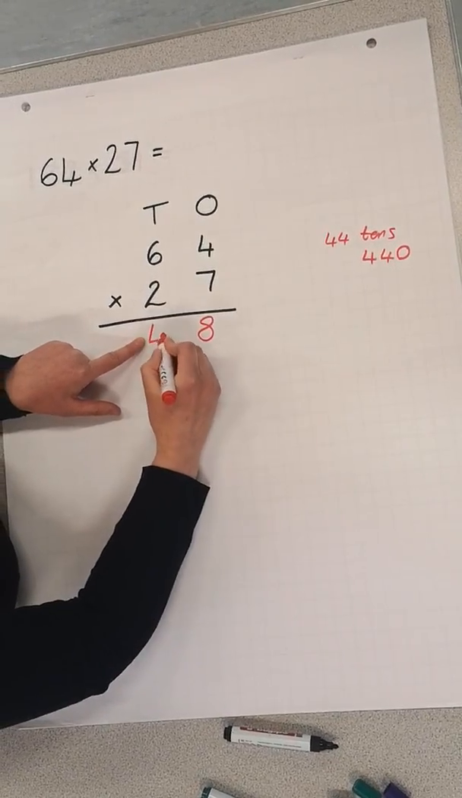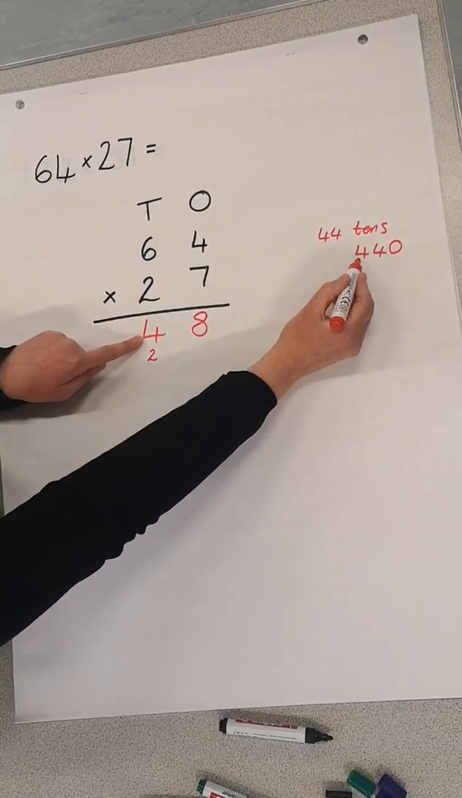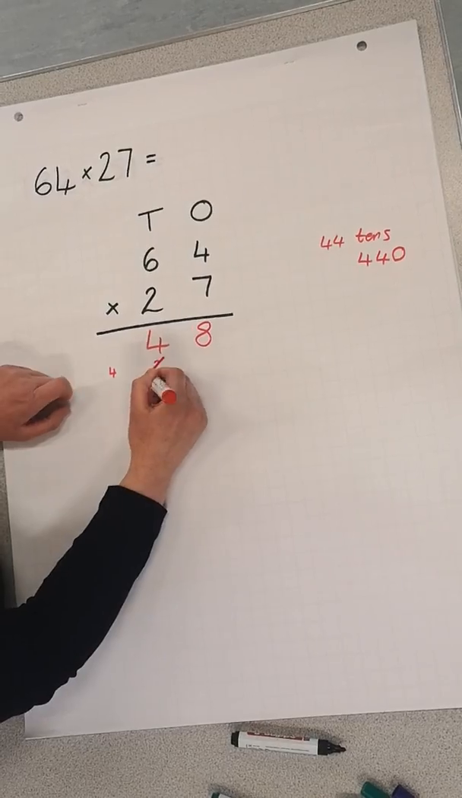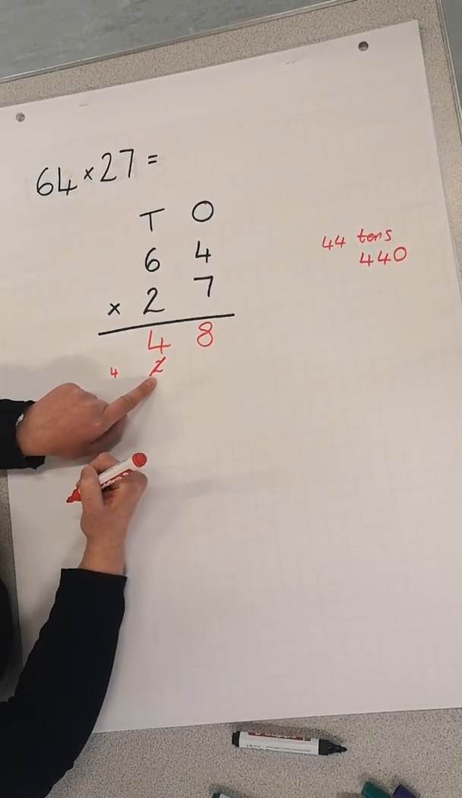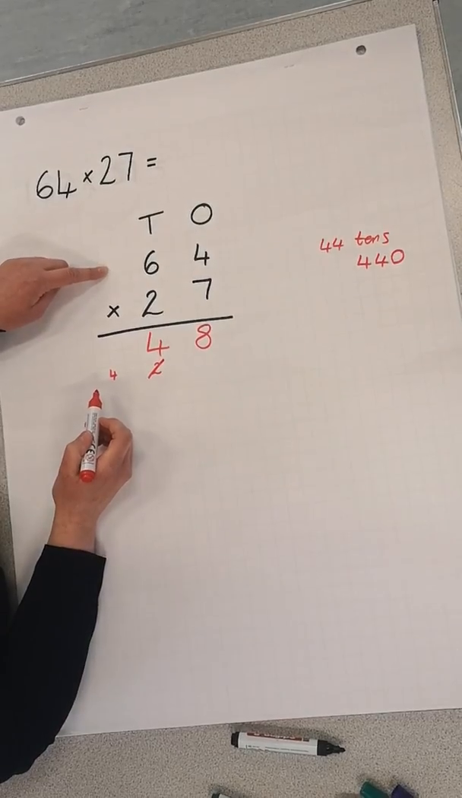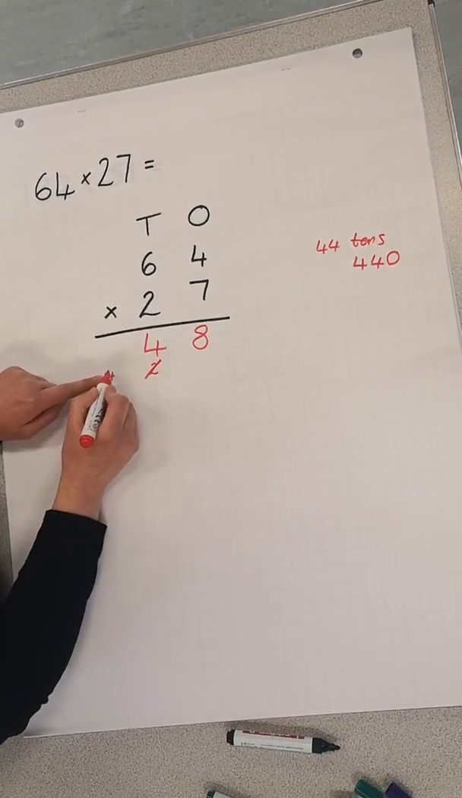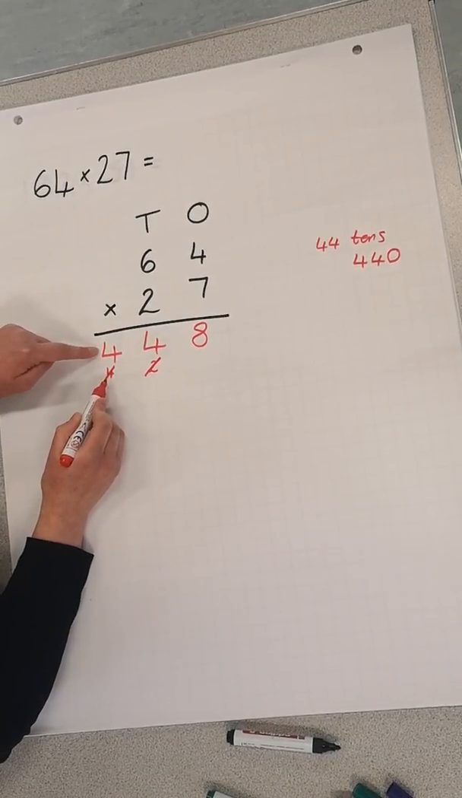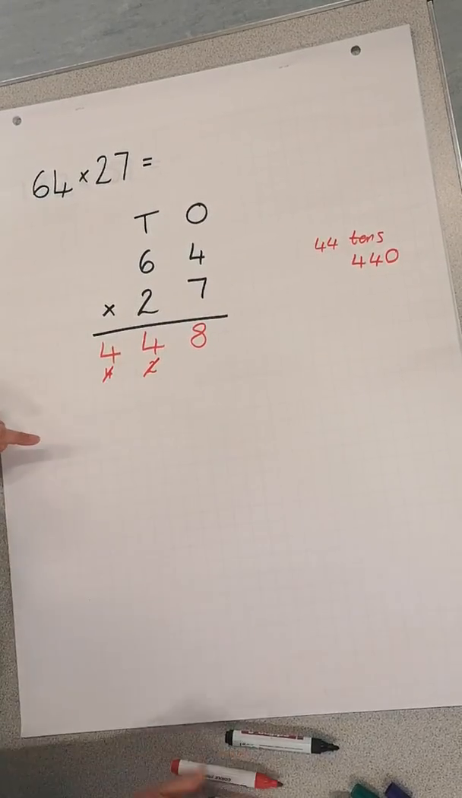I put my 4 here. And I'm going to carry this hundreds, I'm going to carry that and exchange it into there. And I cross that one off because I know I've dealt with that one. Now we haven't got any hundreds numbers here to multiply by 7, so this extra 4 here we can just put up there, and I've crossed it off to say that I've used that one now.